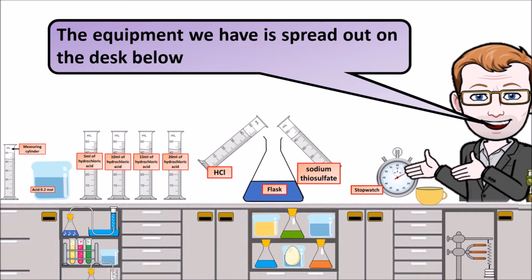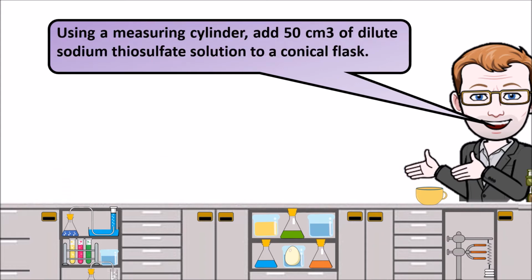So we're going to use different amounts of acid measured out in a measuring cylinder, and we are going to react it with sodium thiosulfate this time and measure the amount of time it takes for the sodium thiosulfate to become cloudy. So the faster it becomes cloudy, the faster the rate of reaction will be.